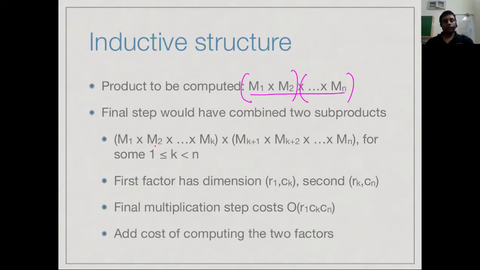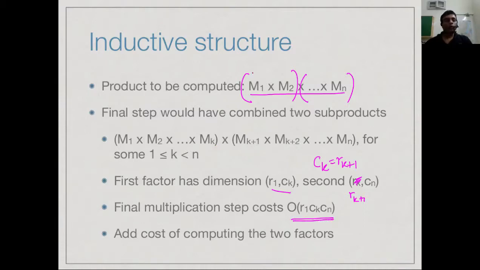In the first part, after doing all this, we'll have as many rows as M1 and as many columns as Mk. So it will be R1 times Ck. The second one will be Rk plus 1 to Cn. Right? And we know that Ck is going to be equal to Rk plus 1, so that these two can be multiplied together. Right? So the final cost is going to be M times N times P, which is R1 times Ck times Cn. So we know how much the last step takes. Assuming that it was broken at Mk, the last multiplication costs us this much.